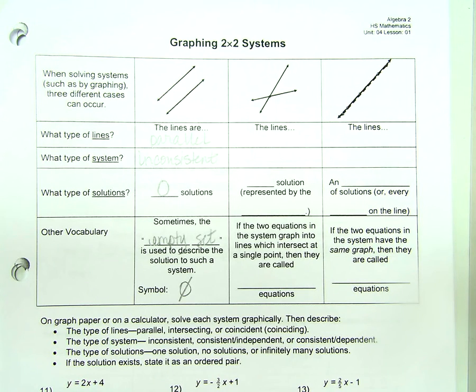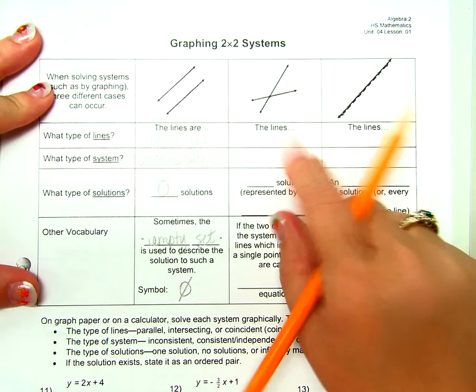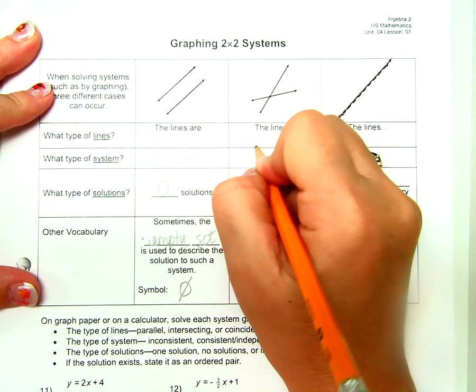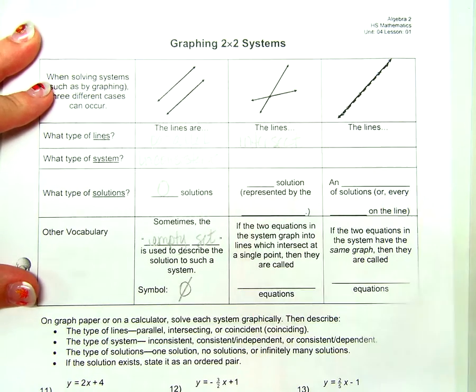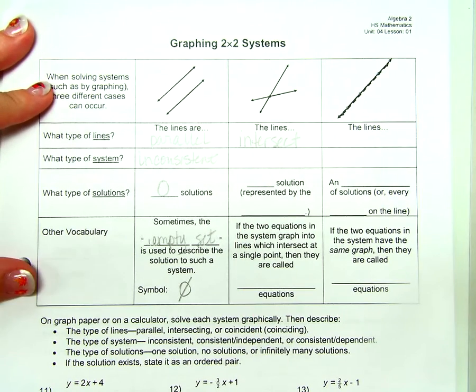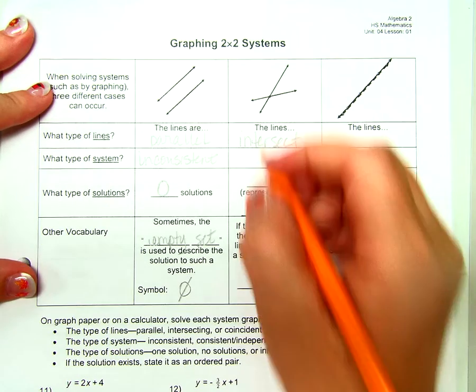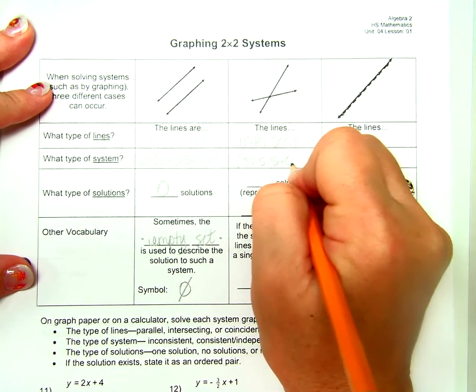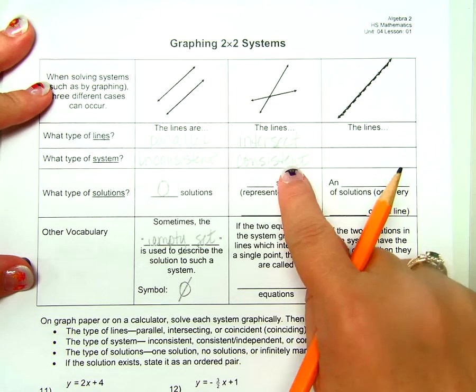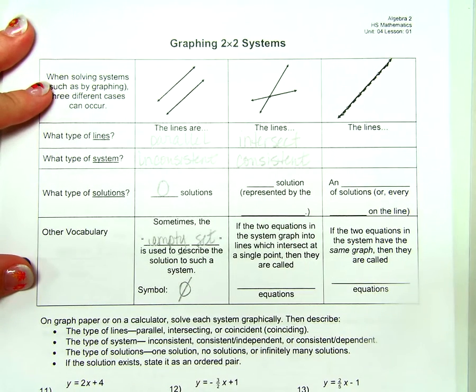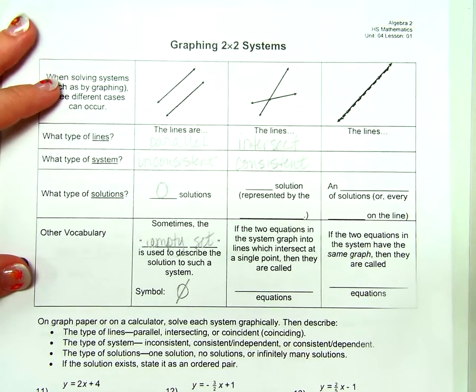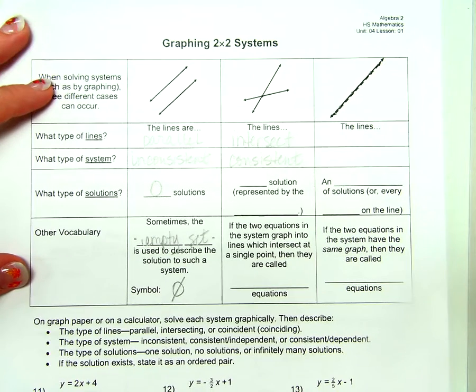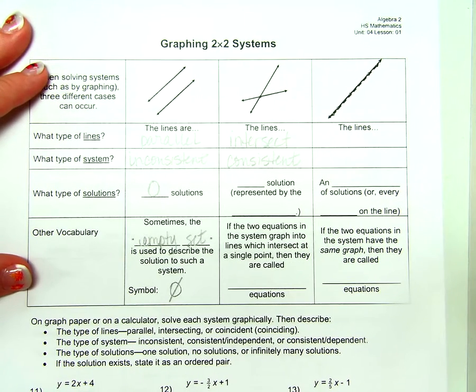Okay? What kind of lines are these? The lines intersect. Very good. What type of system is it? Consistent. Very good. So you guys already knew that? Oh, you used your context clues, didn't you? Wait, even in math you can use context clues? No way.